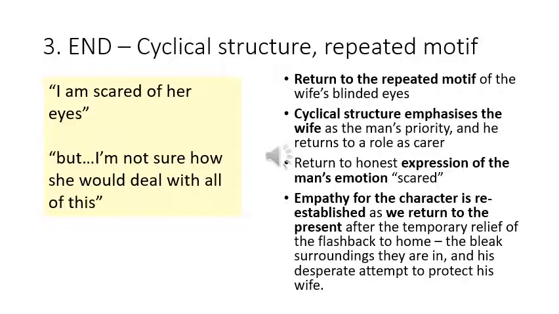And then finally at the end we have that obvious cyclical structure, because I am scared of her eyes is repeated. We talked about the repeated motif of the wife's eyes, but also certainly in that opening paragraph, the use of look, the sort of anaphora of the continuous use of look, and the importance of seeing or the absence of sight. We have this sense that the man is now again frightened, so he's sort of returned to this character who, instead of being violent and angry, is scared, and so we have a sort of re-established empathy for that particular character, because we can see the pain that he and his wife are in.